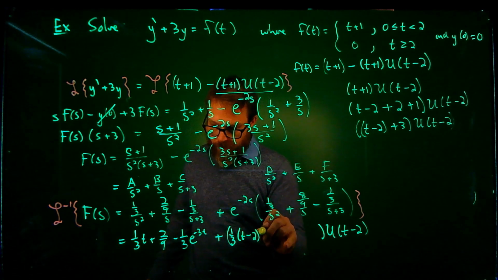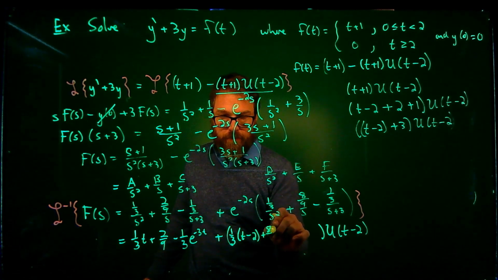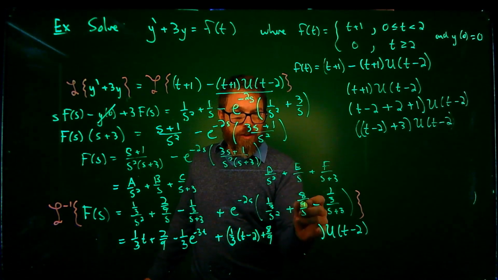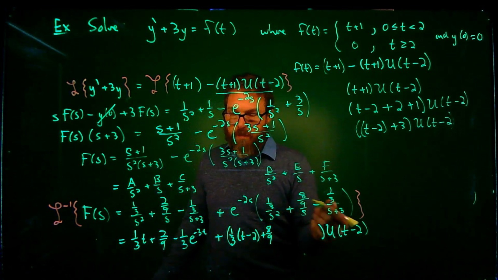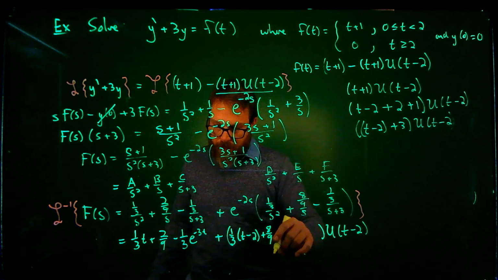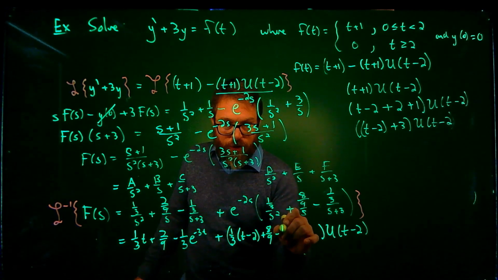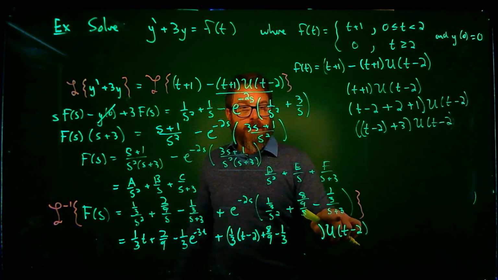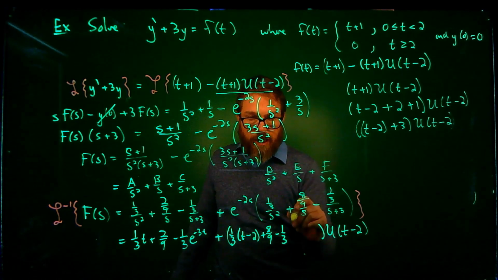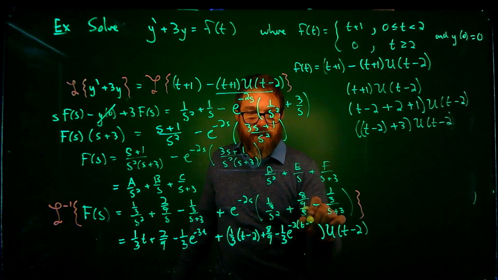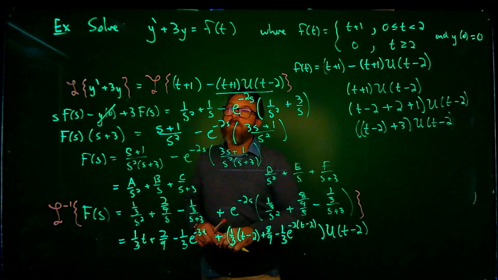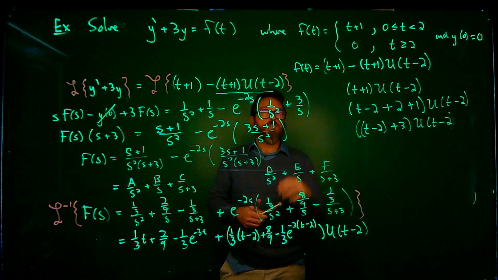And then this is going to be plus 8/9. The inverse Laplace of 1 over s is just going to be 1. So 1 shifted is still just 1. And then minus 1/3. This would be e to the minus 3t, but this is going to be e to the minus 3, and instead of t, we write t minus 2. And that's how you solve differential equations using these unit step functions.